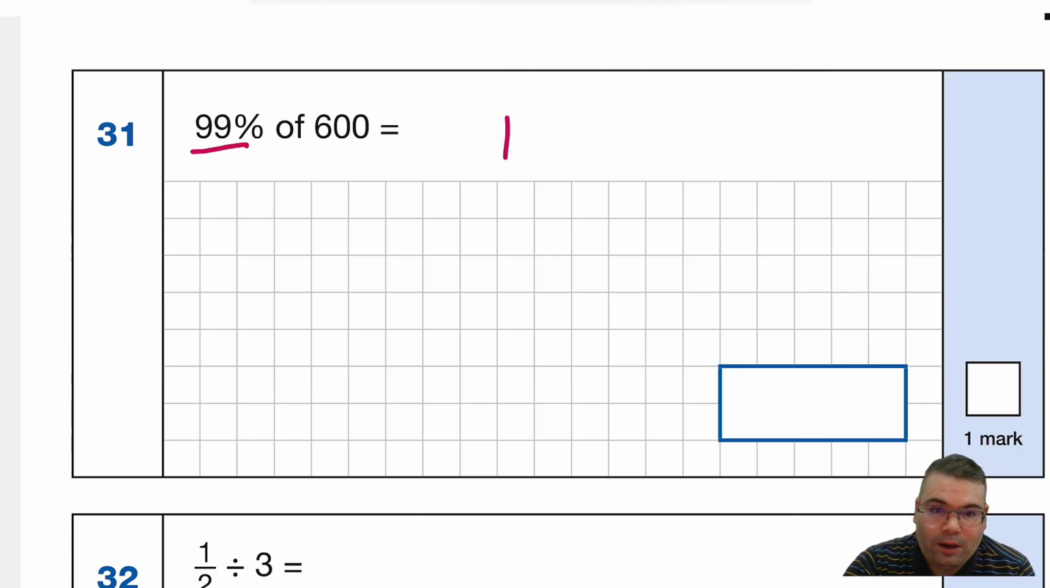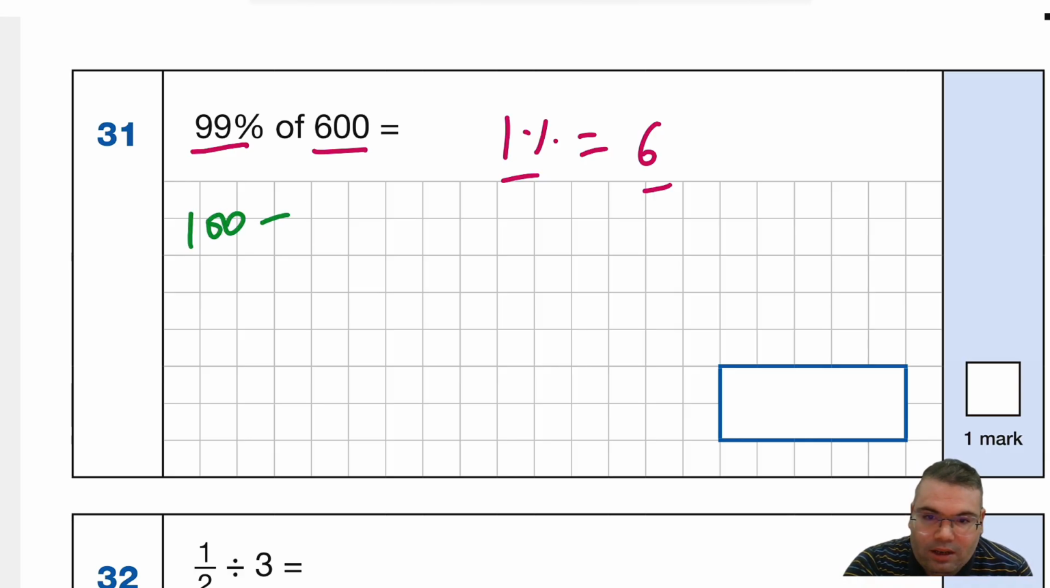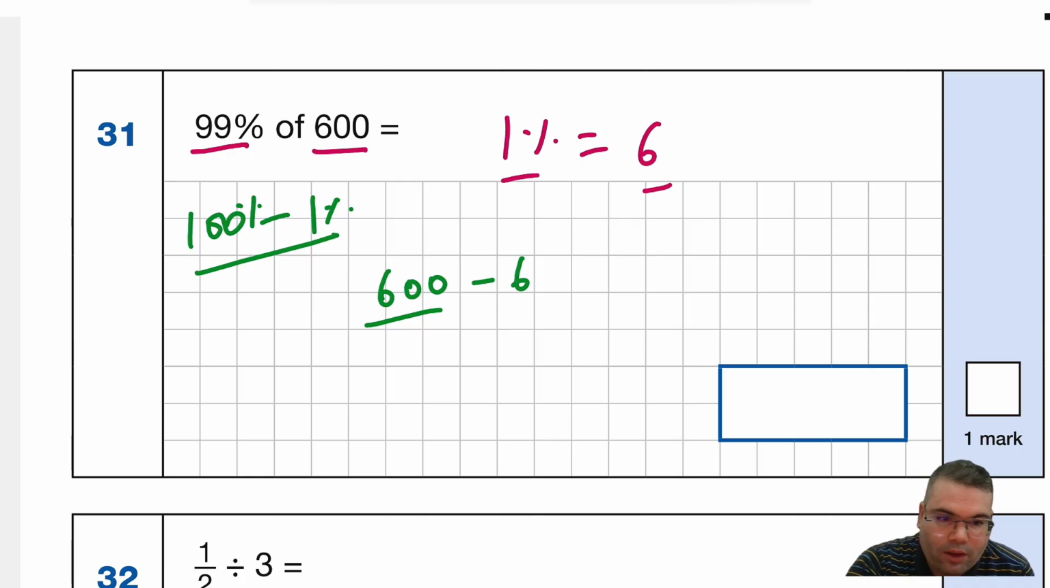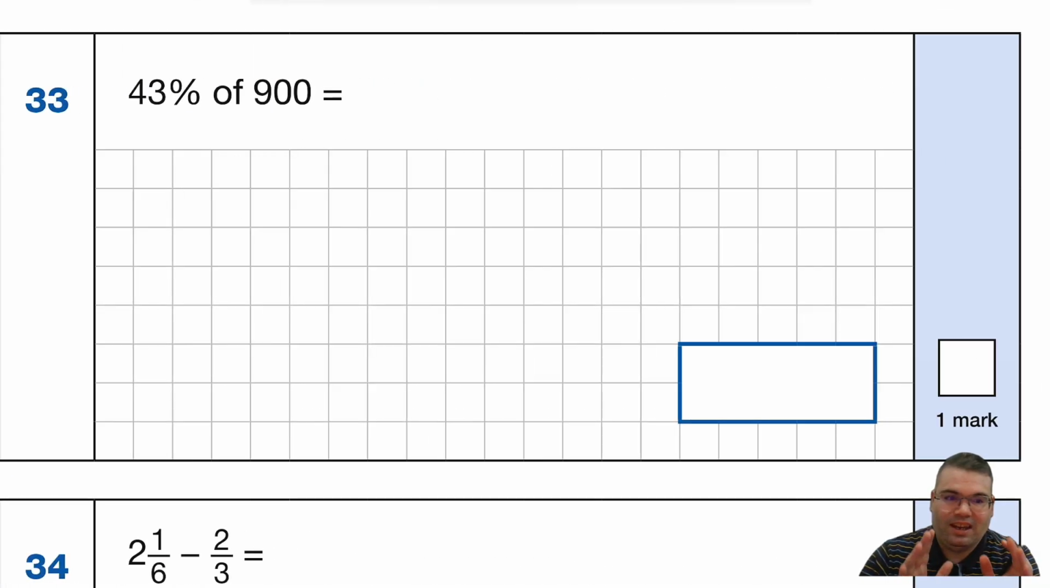Okay. So 1% of 600 is nothing but 6. We just divide 600 by 100, right? You can check this trick as well in the comment box. So here 1% is 6. So again 99% we can write as 100% take away 1%, right? So 100% is the number itself, that is 600, and 1% is 6. So 600 take away 6. So your answer is 594.